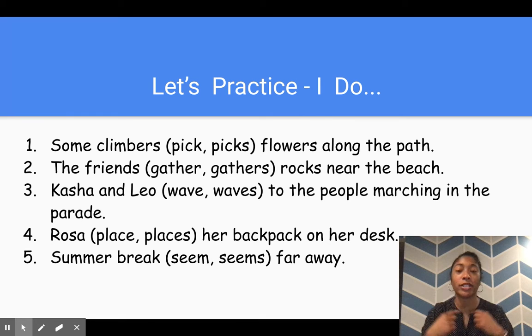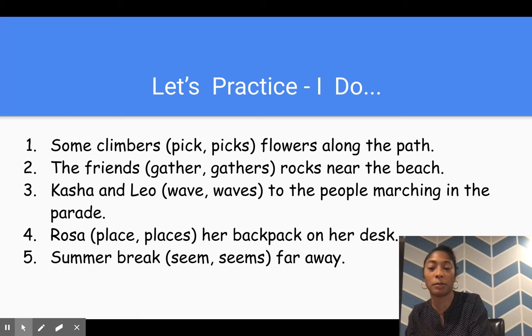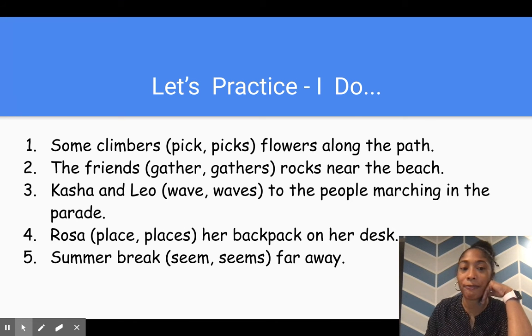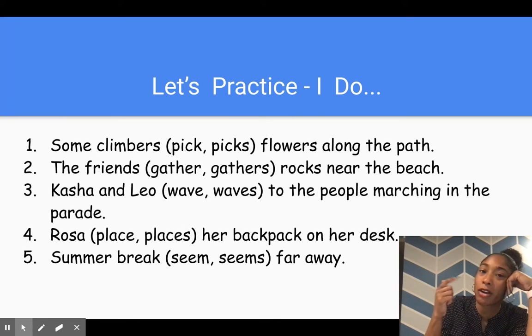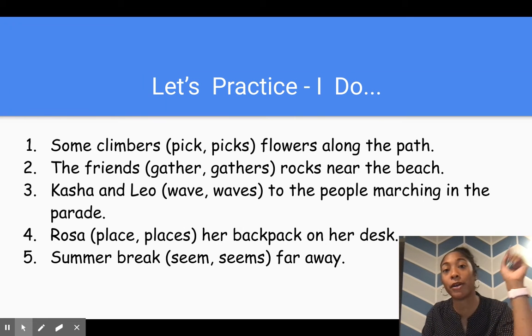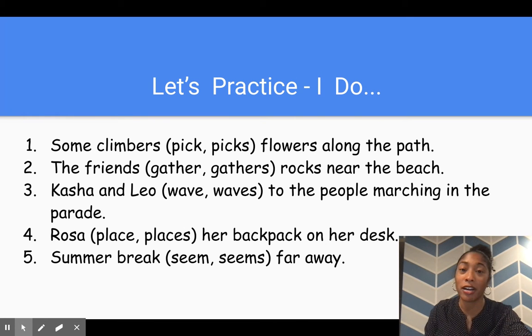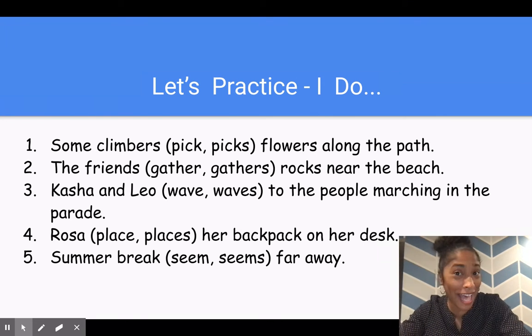All right, you are going to practice, okay? This is what you're going to do. You are going to look at each of the sentences, and you are going to pick the correct word. Some climbers pick flowers along the path. Some climbers picks flowers along the path. Did you see what Dr. Daniel did? I read the sentence with each of the words so that I can hear which one sounds better. But remember the rule: singular noun, singular verb. Plural noun, plural verb. Got it, got it?